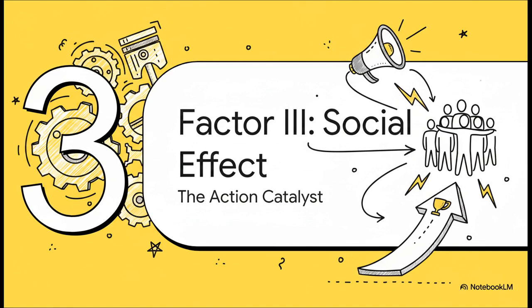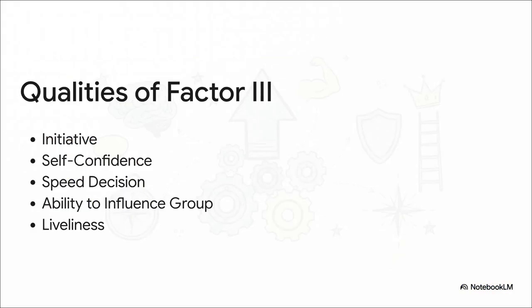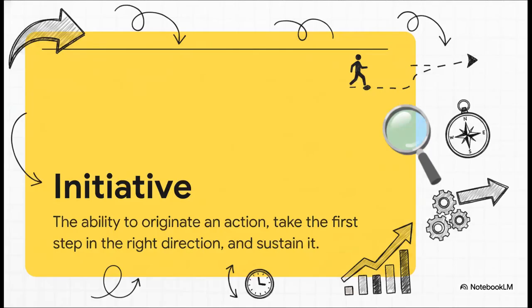If factor 1 is about thinking and factor 2 is about connecting, factor 3 is all about doing. It's the engine that turns thoughts and social skills into real-world action and influence. So the 5 qualities that drive this factor are: initiative, which is the ability to get things started and keep them going; self-confidence, that core belief in your own ability to get it done; speed of decision, making good choices in time; the ability to influence the group, which we'll look at closer in a second; and liveliness, that spark that keeps morale high.